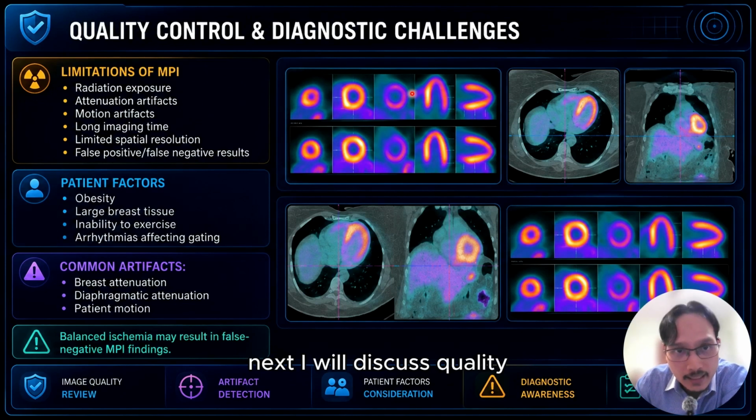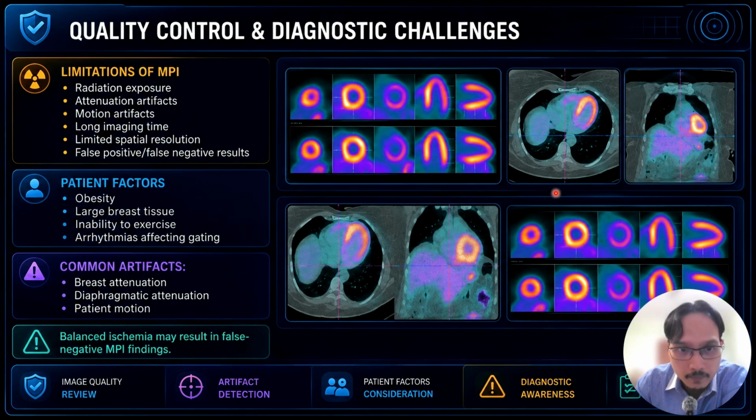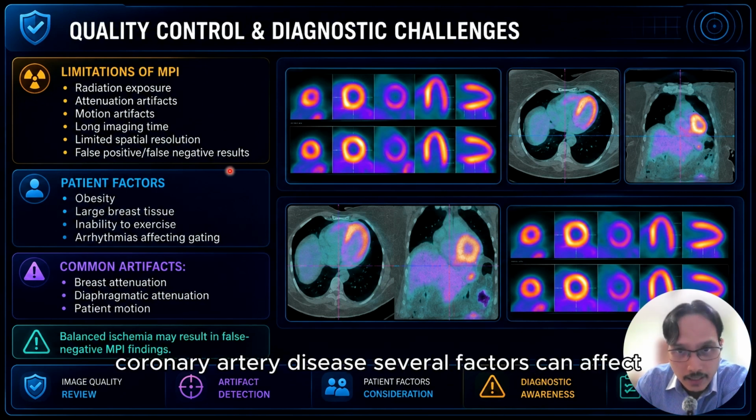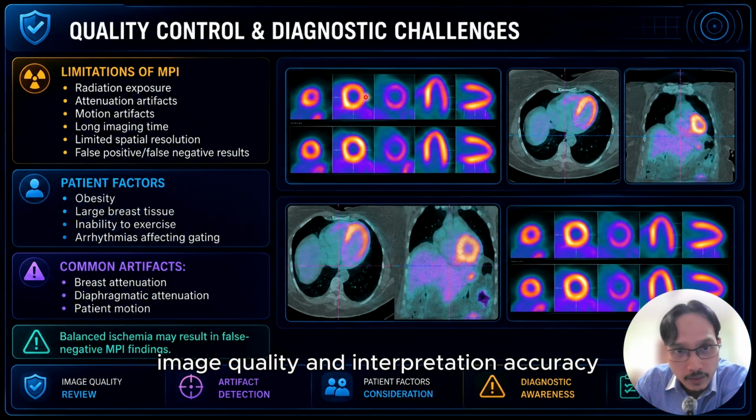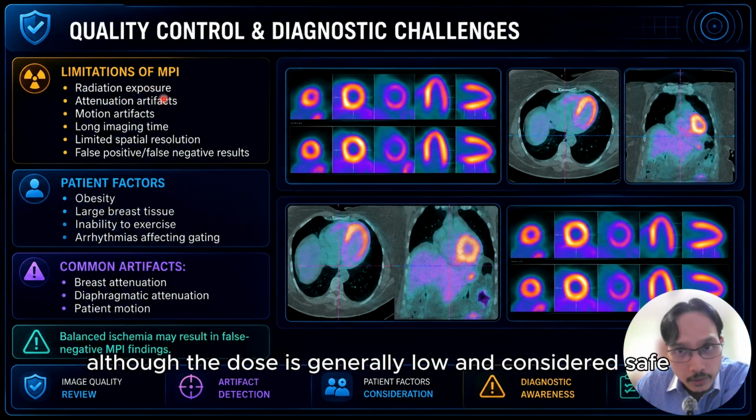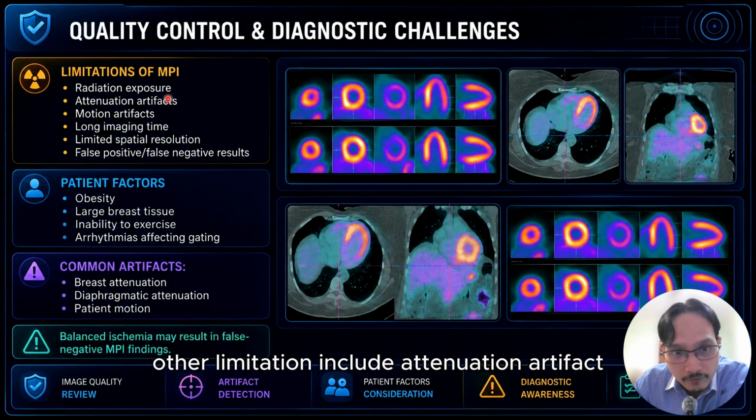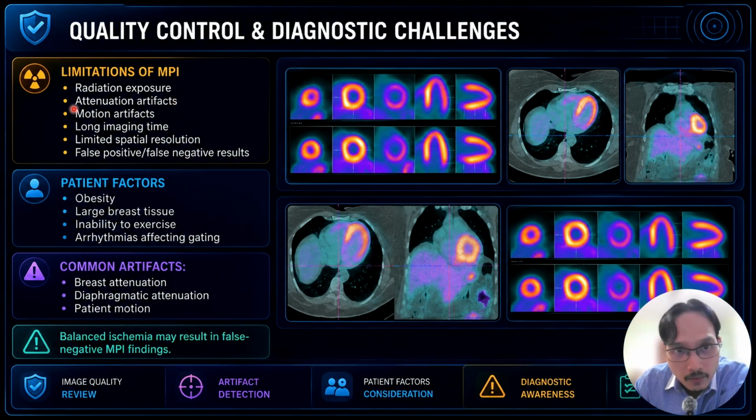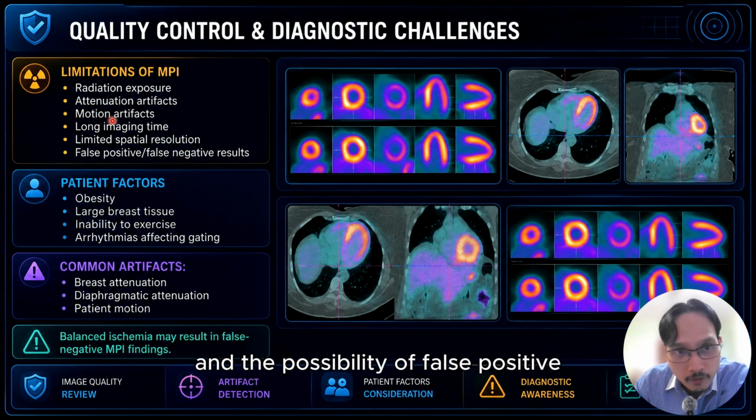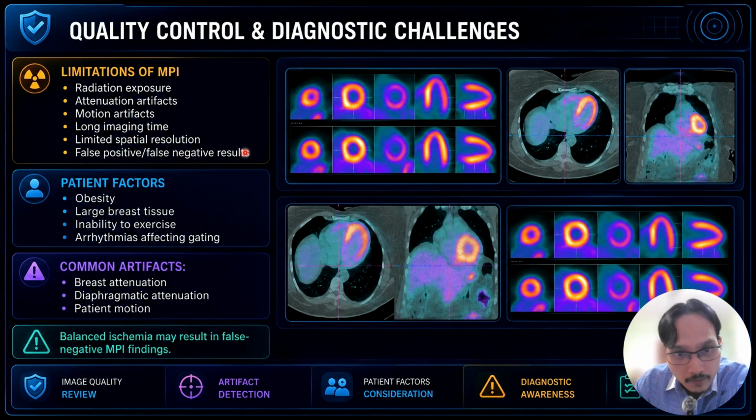Next, I will discuss quality control and diagnostic challenges in myocardial perfusion imaging. Although MPI is a valuable tool for evaluating coronary artery disease, several factors can affect image quality and interpretation accuracy. One of the main limitations of MPI is radiation exposure. Although the dose is generally low and considered safe, other limitations include attenuation artifact, motion artifact, long imaging times, limited spatial resolution, and the possibility of false positive or false negative results.